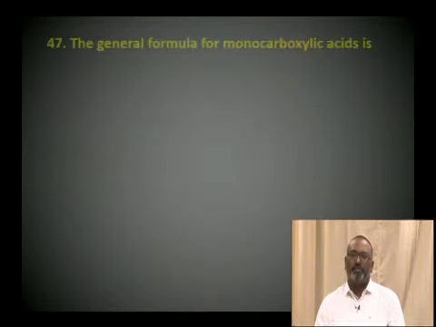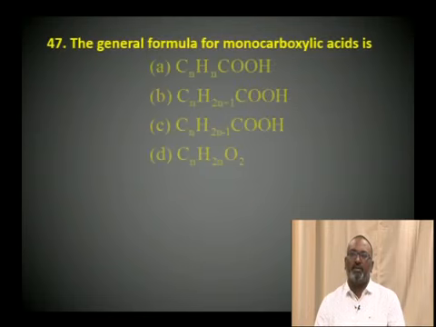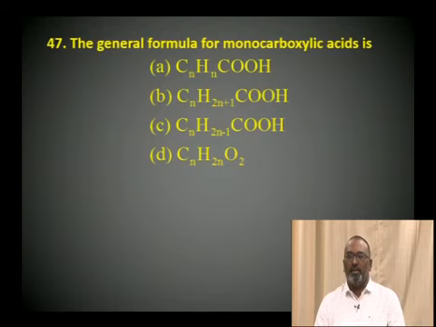Question number 47. The general formula for monocarboxylic acids is: CnHnCOOH, CnH2n plus 1 COOH, CnH2n minus 1 COOH, CnH2nO2. Which will be the correct general formula for monocarboxylic acids?